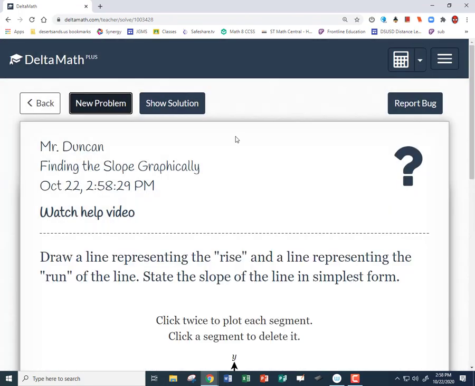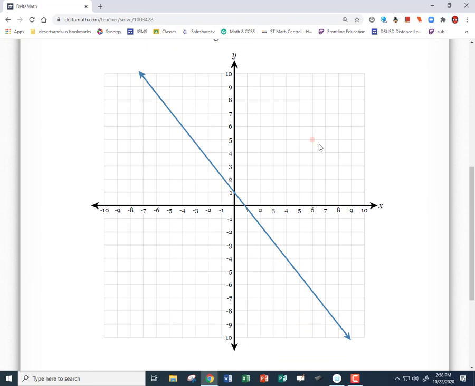All right, let's get a new problem. Okay, so again, I want to start on the left. And if the line fits perfectly on the blue line, I'm good to go. No, no, no, no. Oh, that's close, but not quite. There's my first intersection.